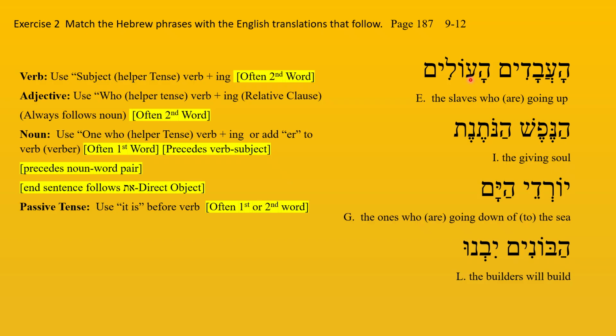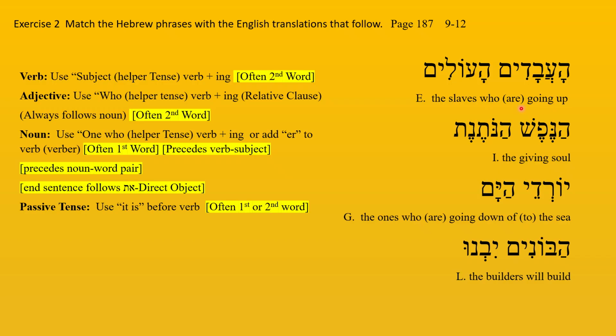Now, is this the verb? Could be in the second position. Often the second word is the verb. But you know one thing for sure. A verb will never have the definite marker in front of it. If it has the definite marker, it eliminates it as the verb and makes it an adjective, modifying the noun that went before it that is also definite. So the slaves who are going up.